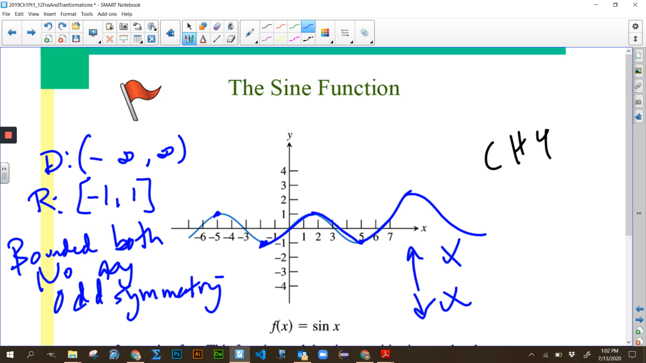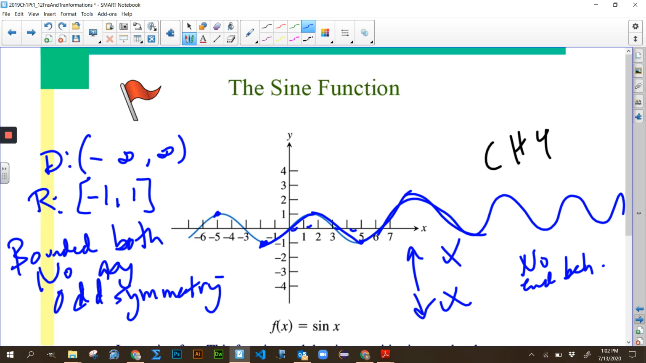The end behavior, there isn't any because as x gets bigger, this continually goes, is it up, is it down, is it up, is it down, is it up, is it down? So it doesn't approach anything. So there's no end behavior. And that's about it.